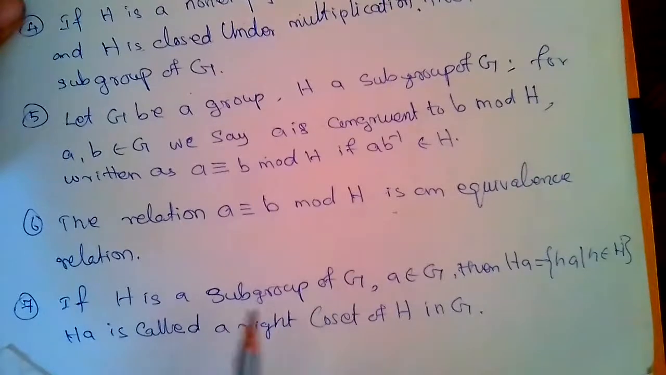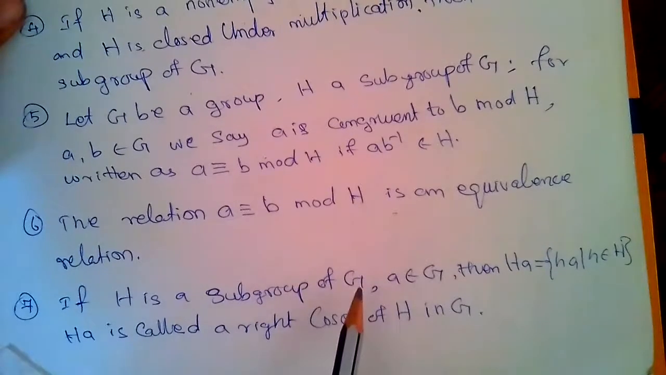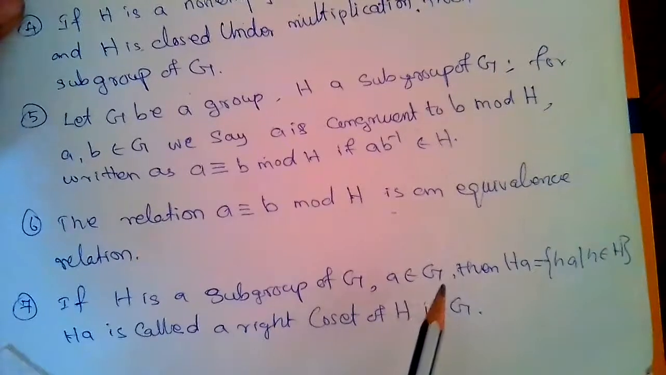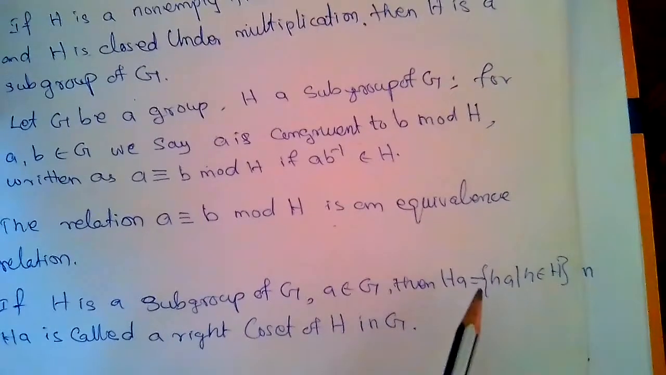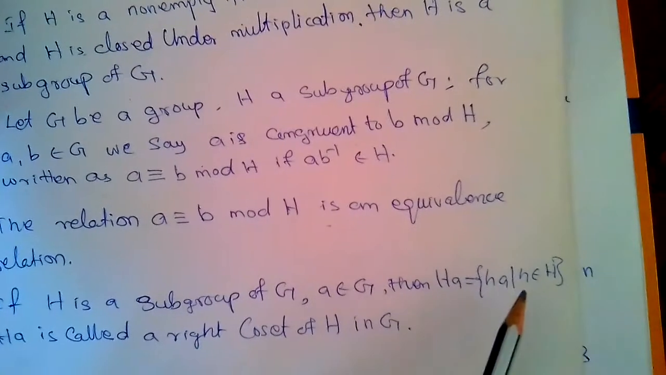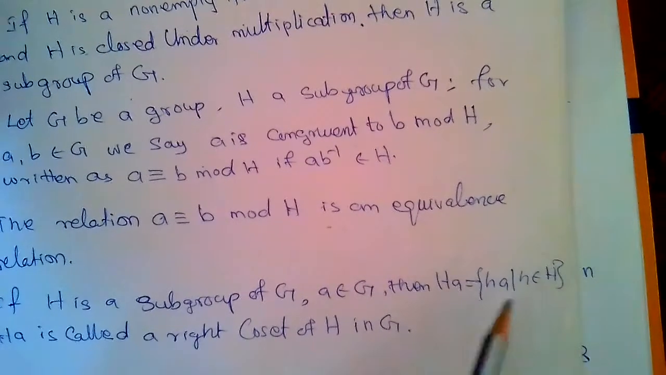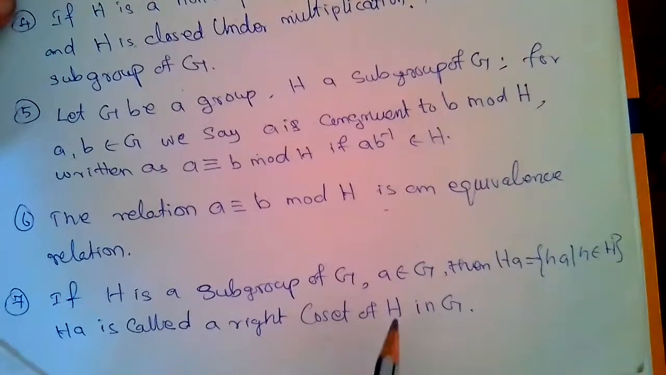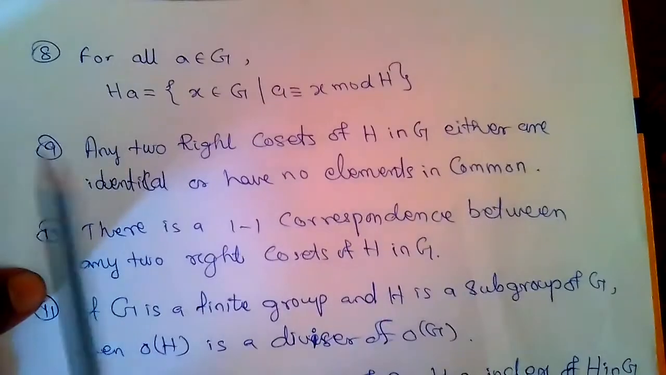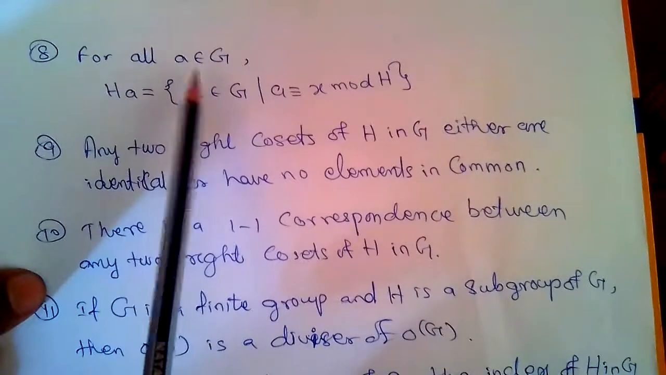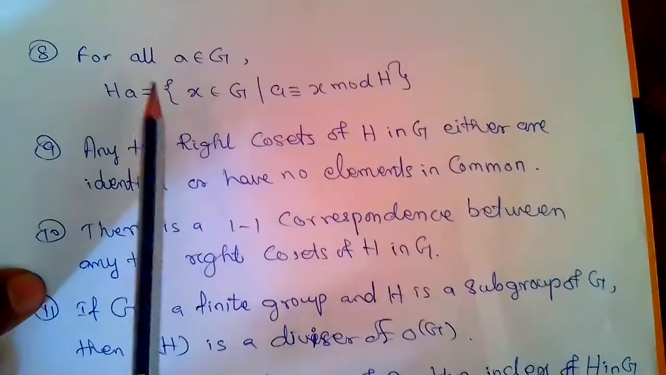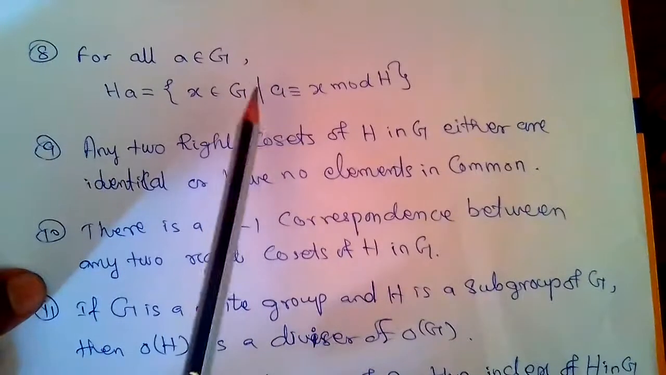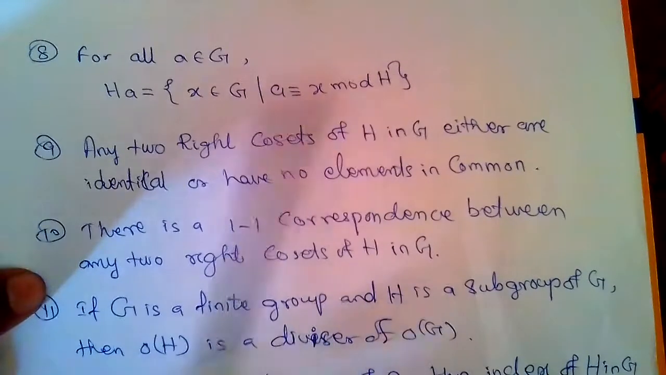If H is a subgroup of G, a belongs to G, then Ha is equal to the set of all ha such that h belongs to capital H. Ha is called a right coset of H in G. For all a belongs to G, Ha is equal to the set of all x belongs to G such that a is congruent to x mod H.